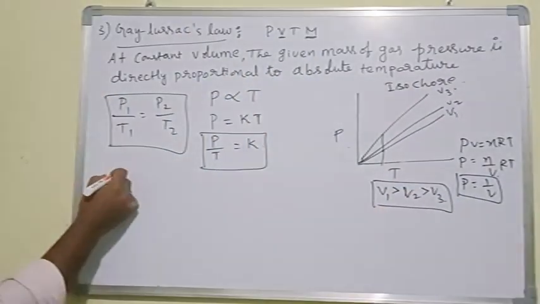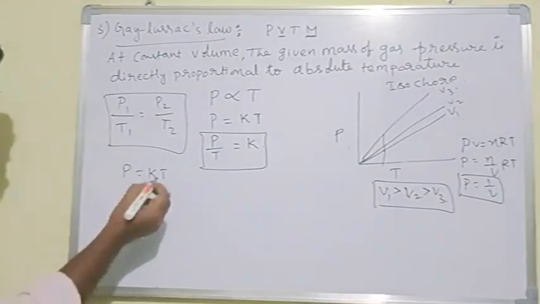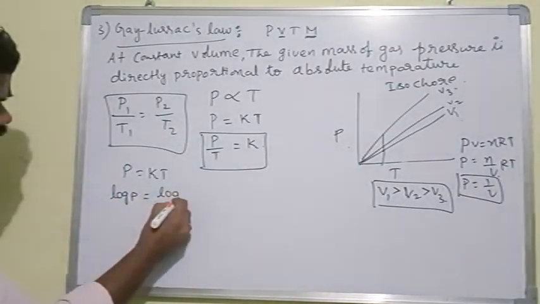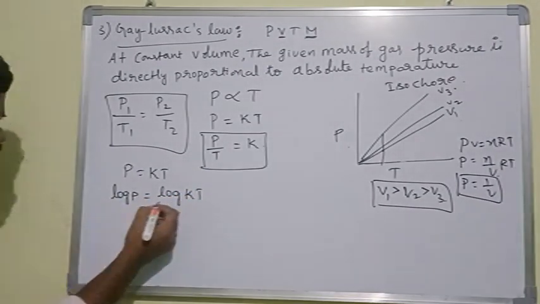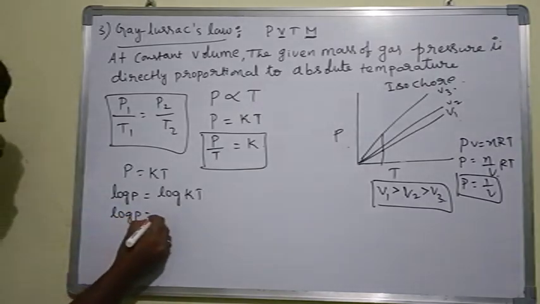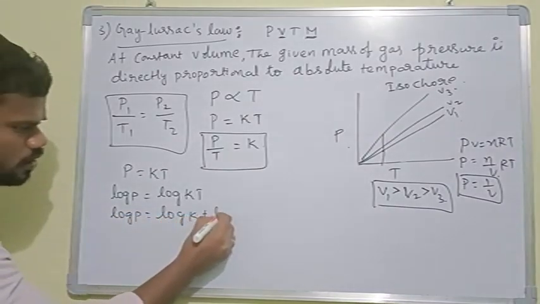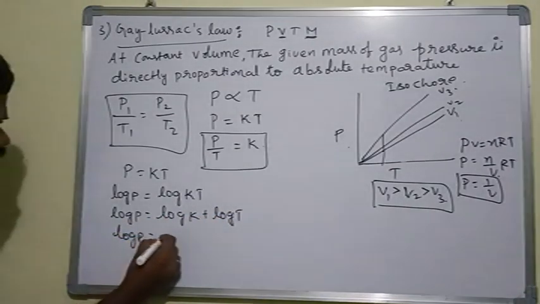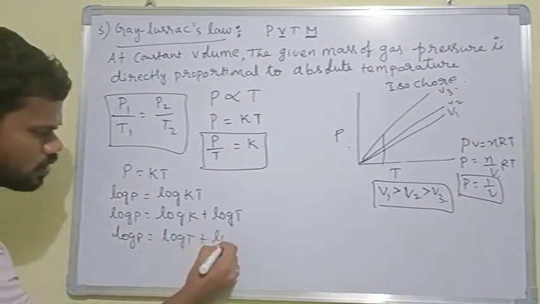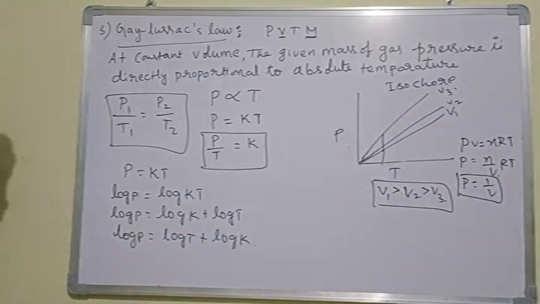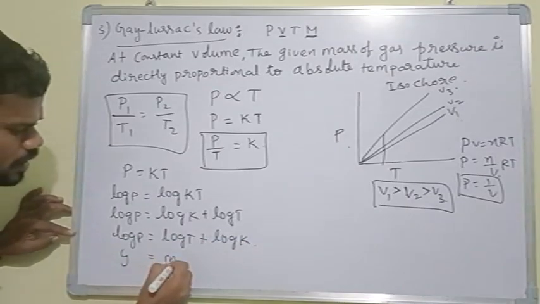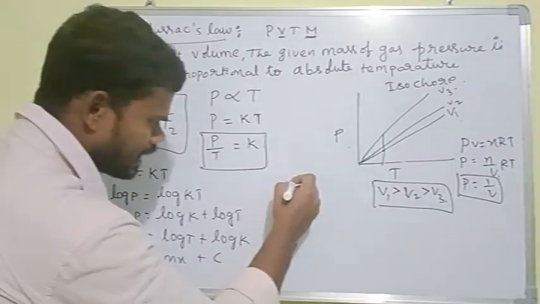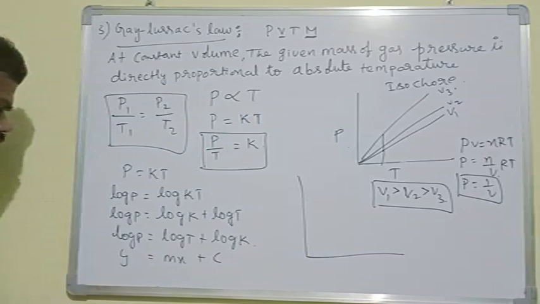Now if P equals KT, and you apply the log to this equation, then log P equals log of K into T. Using the log A into B formula, log P equals log K plus log T. So log P equals log T plus log K, which resembles y equals mx plus c, and we will get a straight line here.